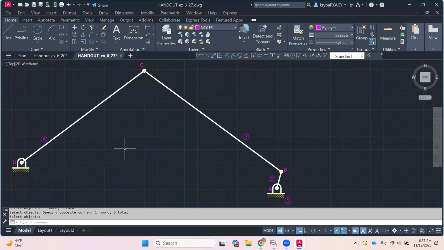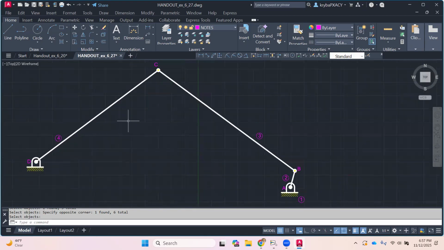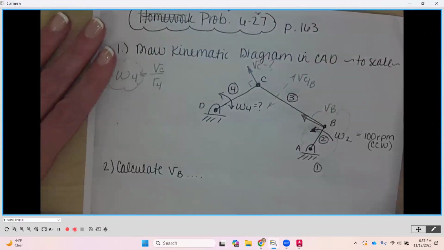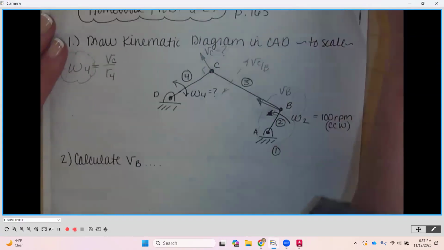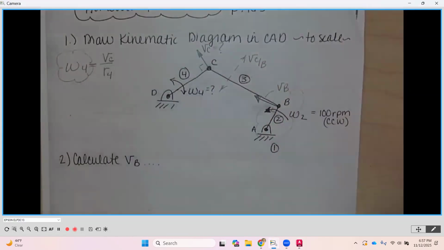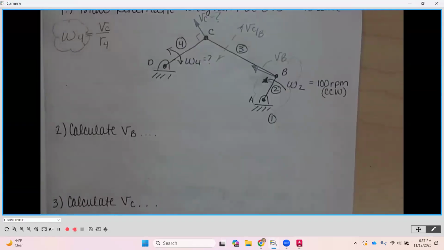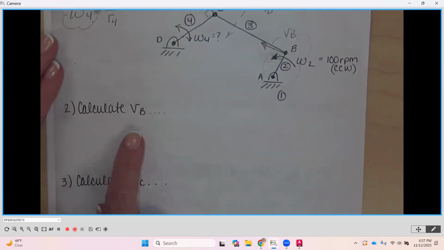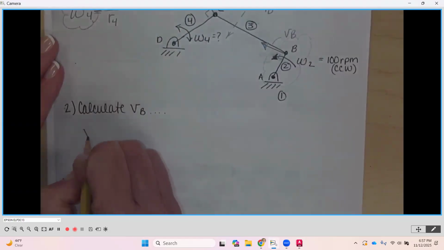So what we want to do is find the angular velocity of link number 4 as link number 2 rotates counterclockwise at 100 RPM. So let's go back underneath and look at our handout. We've done our kinematic diagram. We sketched out what we're anticipating, which we will put in CAD in just a bit, but we are going to calculate the magnitude of the velocity of B. B is on the endpoint of our input link, which we know everything about. So go ahead and calculate the magnitude of the velocity of B.